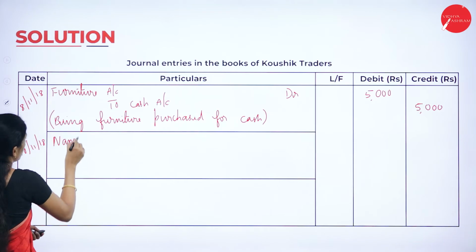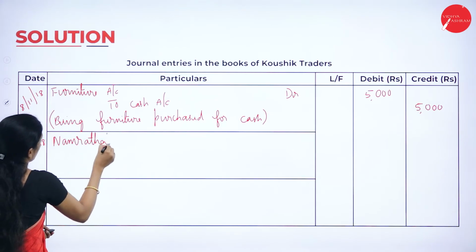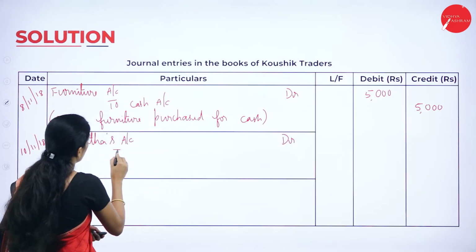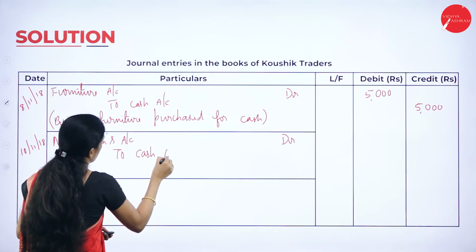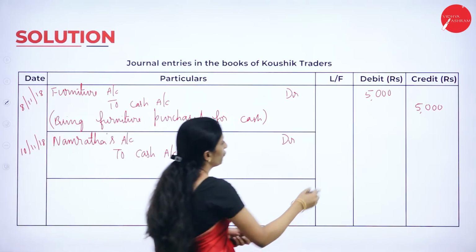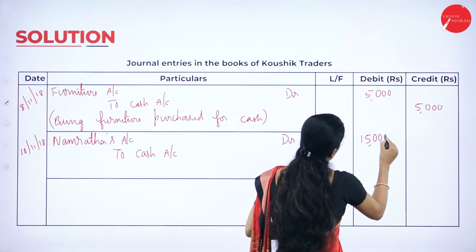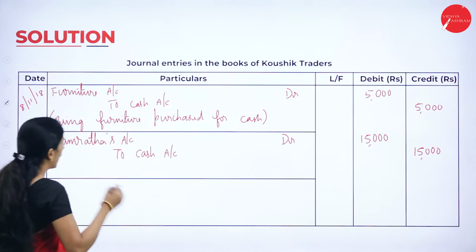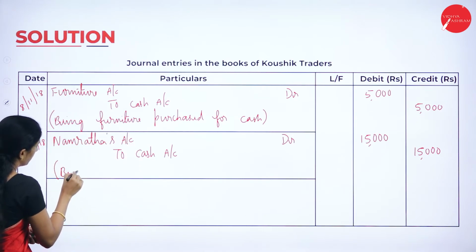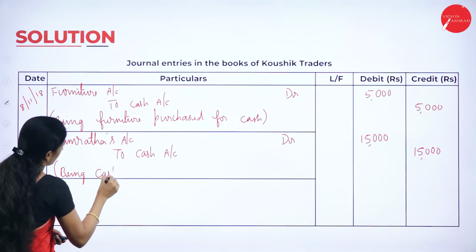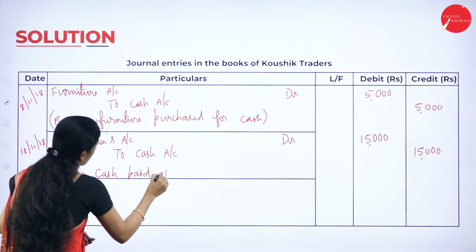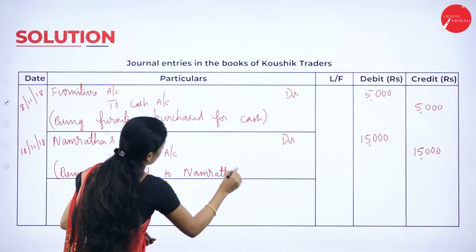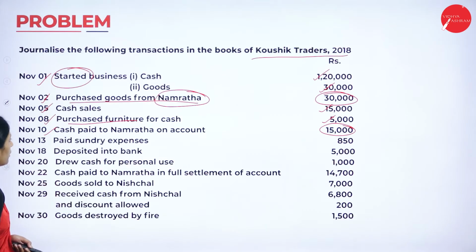So Namrata's account debit to cash account. So what is the amount paid? 15,000. So what is the narration? Being cash paid to Namrata.